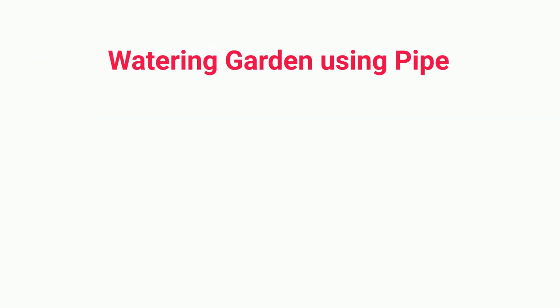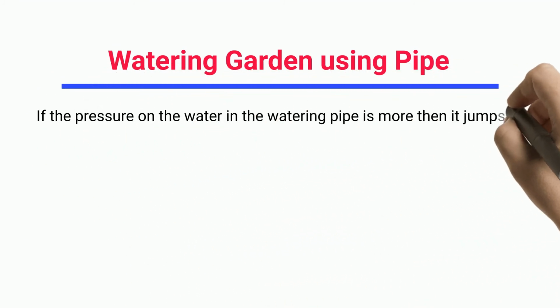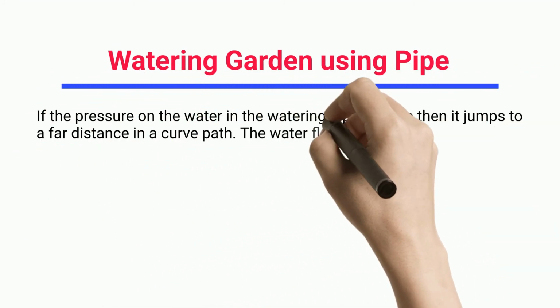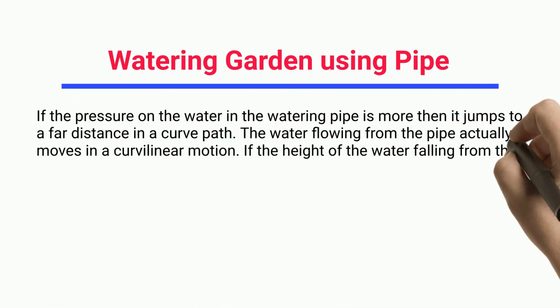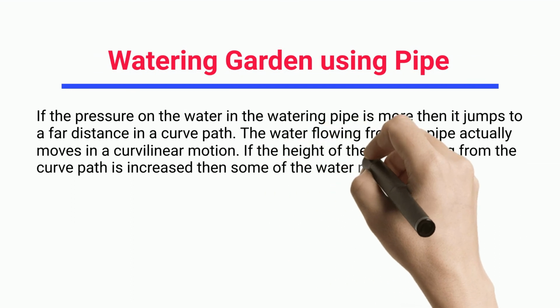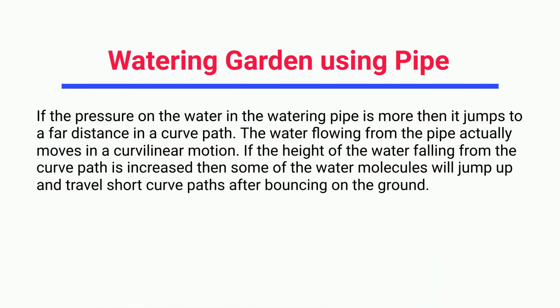Watering garden using pipe. If the pressure on the water in the watering pipe is more, then it jumps to a far distance in a curve path. The water flowing from the pipe actually moves in a curvilinear motion. If the height of the water falling from the curve path is increased, then some of the water molecules will jump up and travel short curve paths after bouncing on the ground.